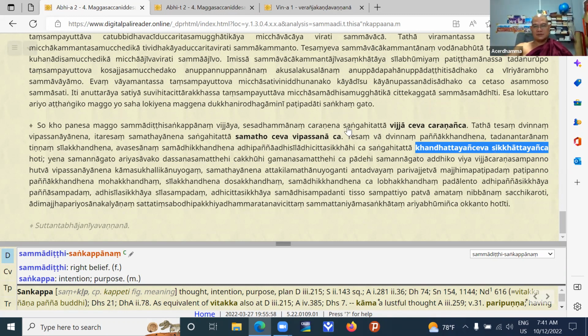The Eightfold Noble Path is classified into Vijja and Carana. Or it can also be classified into Samatha and Vipassana, or into Khanda, or into Sikkha. Yena samannagato ariyasavako, related to this, before we go there, I want to discuss a bit about Vijja Carana.